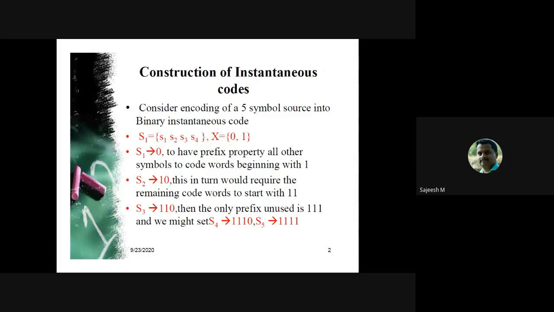Okay, we are discussing the construction of an instantaneous code. Here we have seen there are 5 symbols in the source alphabet, and symbols in the code alphabet, and we have seen how we can construct the instantaneous code. Initially we started with assigning 0 as the code word to the first symbol S1. Therefore the code word to S1 is 0, and for S2 we can start with 1, and if we assign 1, we cannot assign the code word to other symbols. Therefore we are assigning 10, like that we have assigned.